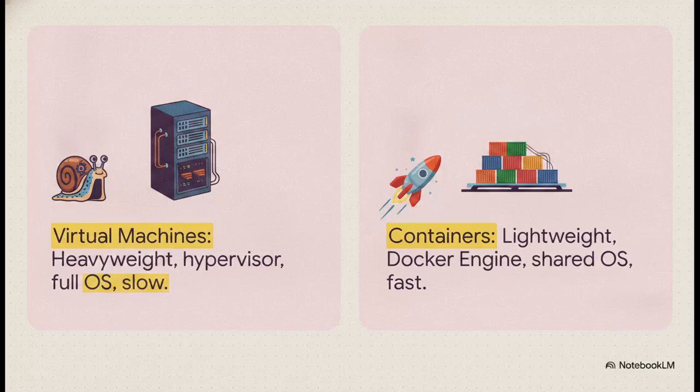Now, what's really interesting is when we contrast this directly with traditional virtual machines. The difference is just stark. VMs are heavyweight. They require a hypervisor and they run multiple full operating systems, which honestly makes them incredibly slow to boot and super resource heavy. Containers, on the other hand, use a Docker engine to share a single OS kernel. This makes them so incredibly lightweight that they can start up in mere milliseconds. The resource savings here are just massive.